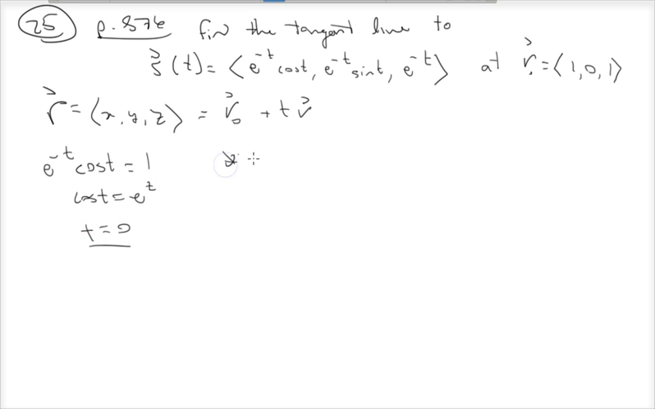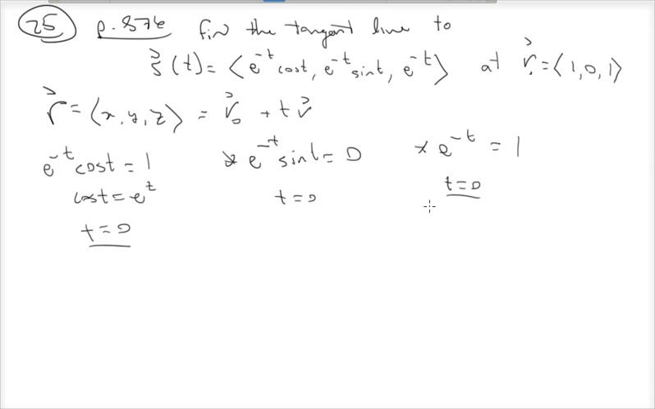And let's just test this out with the y component. So we'll set the y component of s equal to 0: e to the negative t times sine of t is equal to 0. Well, when t is 0, sine is going to be 0, so that looks good there. And let's just try it with the z component for good measure. E to the negative t is 1. Well, when is e to the something 1? When t is 0. So there we go. It looks like s of t is going to be equal to r sub 0 when t is 0.